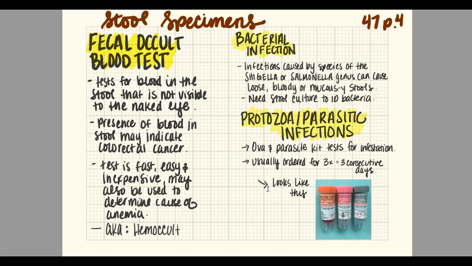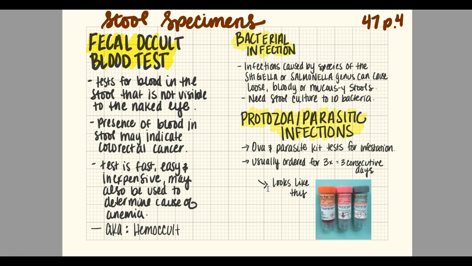We just want to make sure that they don't have any kind of bacterial growth inside their intestines that is causing these. And then lastly, protozoa and parasitic infections of the intestines that can cause bowel issues. You have ova and parasite kits that test for an infestation. I put a picture of an O&P kit here. It's usually ordered for 3 times, so it's to be done on 3 consecutive days, much like the fecal occult tests are done. These O&P kits are done for 3 consecutive days.